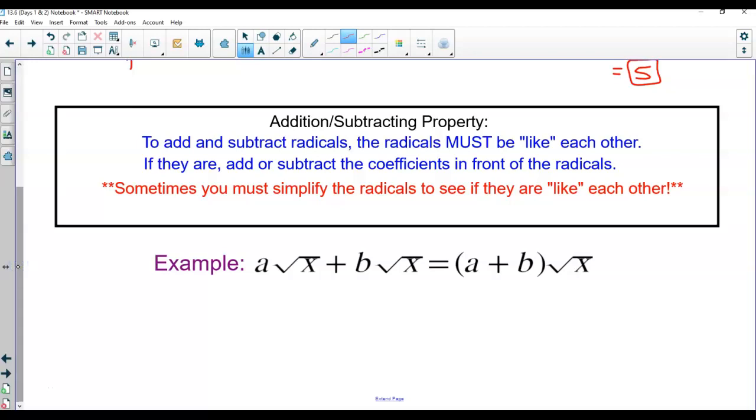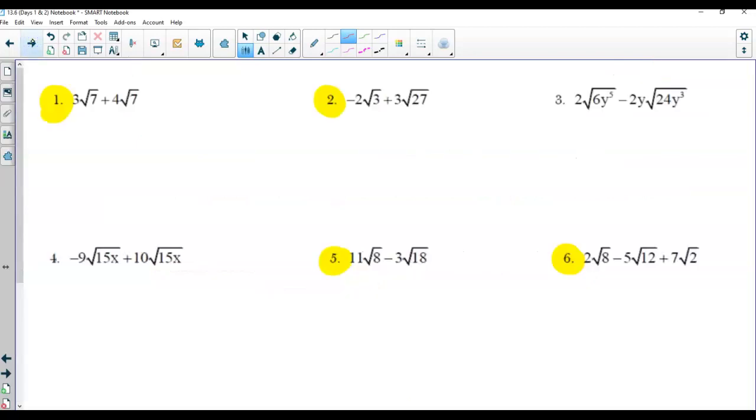Well, if I have a square roots of x plus b square roots of x, notice they are both square roots of x, so I could take my a plus my b, add the numbers in front, and I would have a plus b square roots of x. Well, that's a little wonky to think about, but let's take a little gander here at number 1.